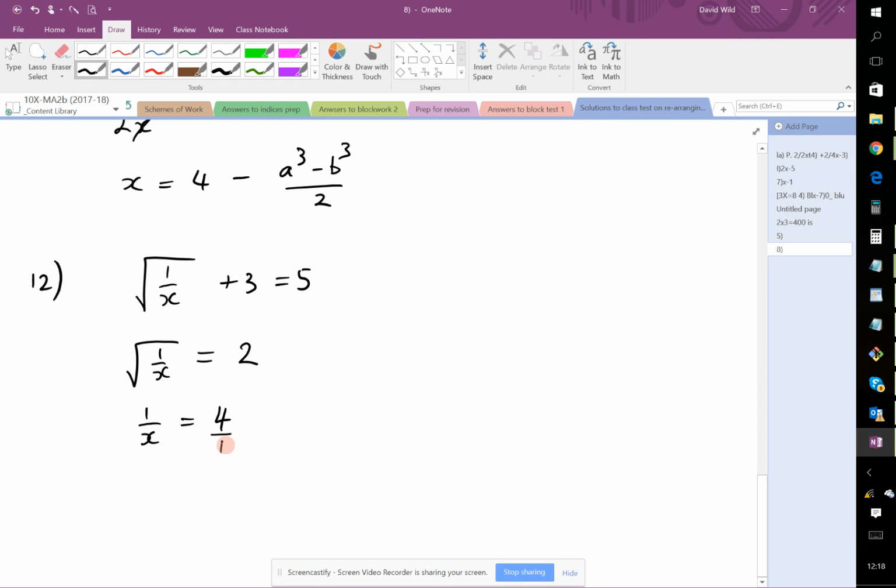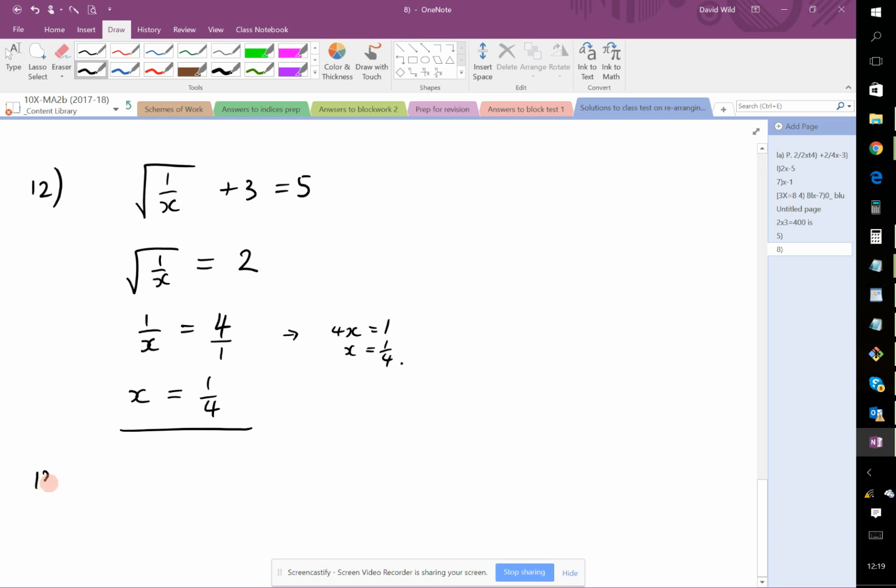Or we could do this. We could write 4 as 4 over 1, and we've got one fraction equals another fraction, so we can flip them both over, take the reciprocal of both sides. Now, what you could have done there is multiply both sides by 4, and then divide both sides by 4. Multiply both sides by x, and then divide both sides by 4. But that's a neat little trick.